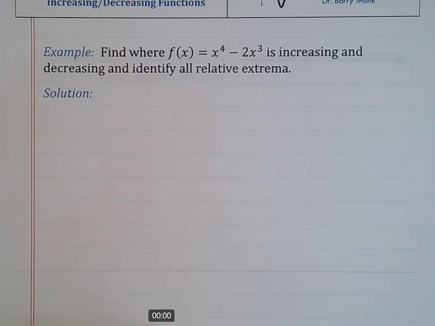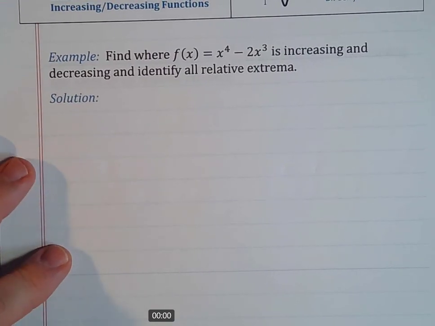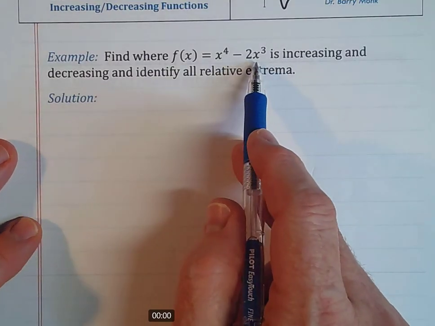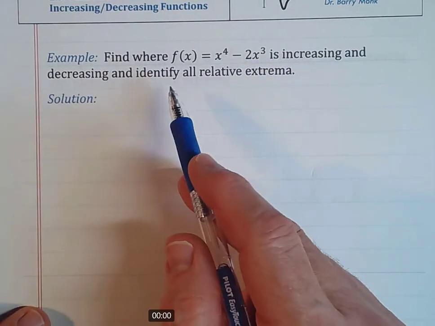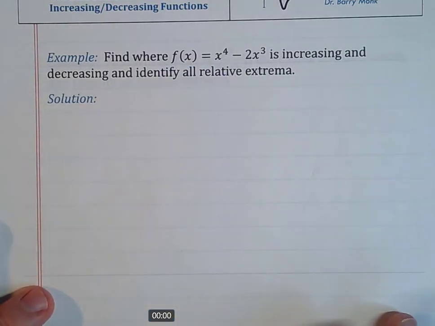Okay, so let's look at an example here. I want to find where f of x equals x to the fourth minus 2x cubed is increasing and decreasing, and I want to identify all the relative extrema.